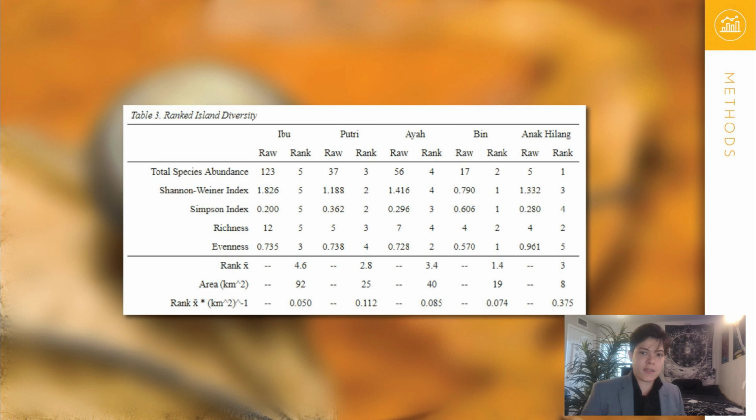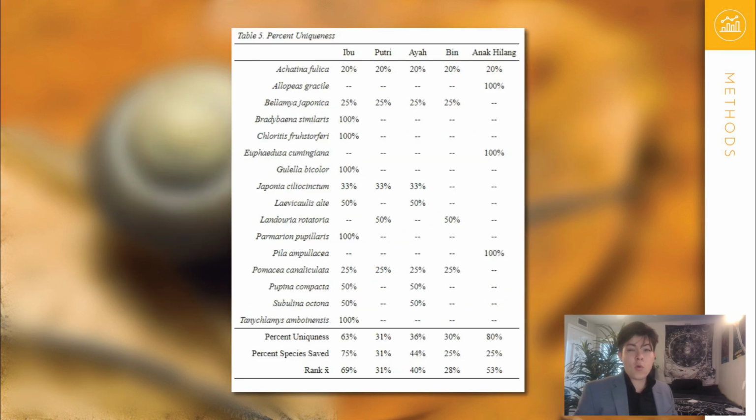What's another index that we can use to get a better idea of diversity? And we would refer to this as endemism, the percent endemism, but in this case, I'm going to be talking about it as uniqueness. How unique are the species that are on each island? Do they only appear in one place? Do they appear in 2? And we distribute that amongst the islands to get an idea. We average that, and then we also measured that against the percent species saved. And again, we see deficiency in both Putri and Bin. They rank the lowest in these categories.